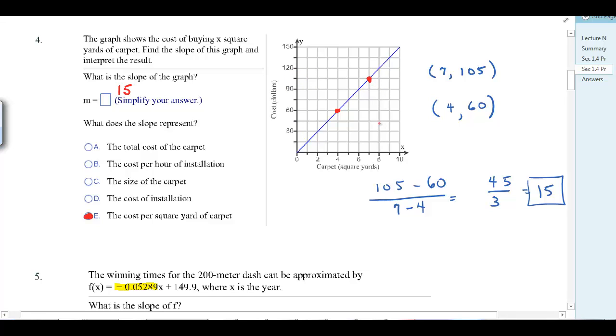You could pick any numbers, whatever is easiest for you, and then you do y minus y over x minus x. That's 45 over 3, so it's 15. So the slope is 15. What does the slope represent? Okay, it's the cost per square yard of carpet, because it's a comparison. How does the cost change based on the square yard?